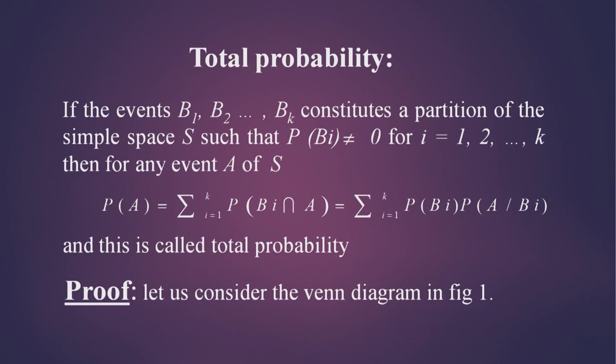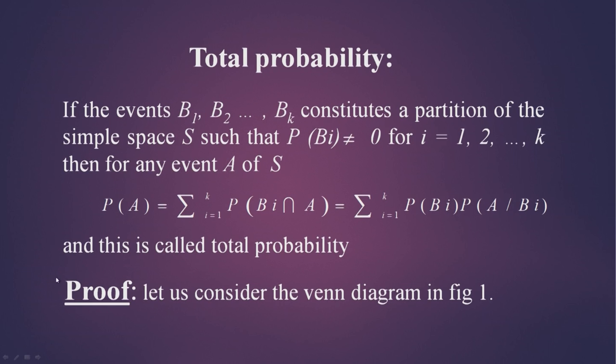Now, let us talk about total probability. If the events B1, B2 to BK constitute a partition of the sample space S such that probability of BI is not equal to 0 for I equal to 1 to K, then for any event A of S, probability of A is equal to summation I equal to 1 to k of probability of BI intersection A, and that is equal to summation I equal to 1 to k of probability of BI into probability of A given BI, and this is called total probability.